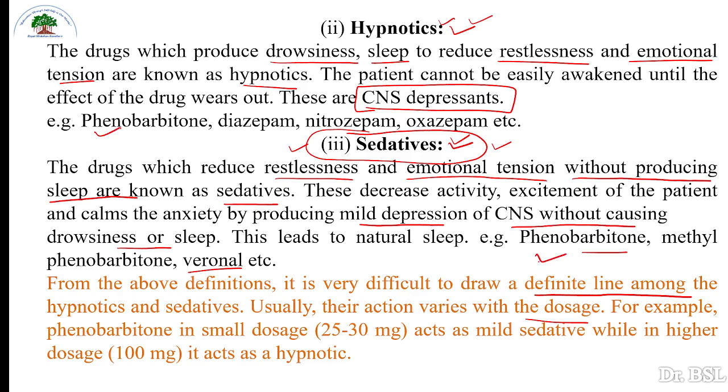But what is the difference? Phenobarbital in small doses, such as 25 to 30 milligram, acts as a mild sedative, while in higher doses, 100 milligram, it acts as hypnotic. This is the difference.